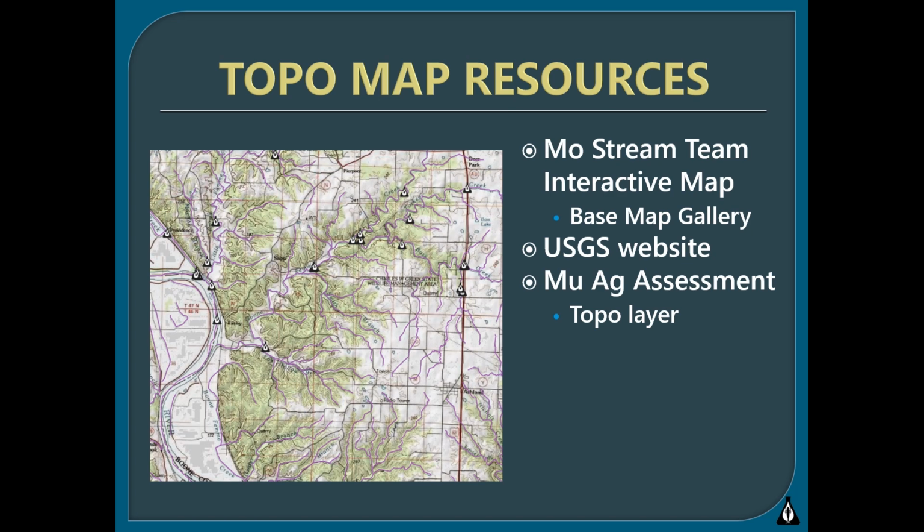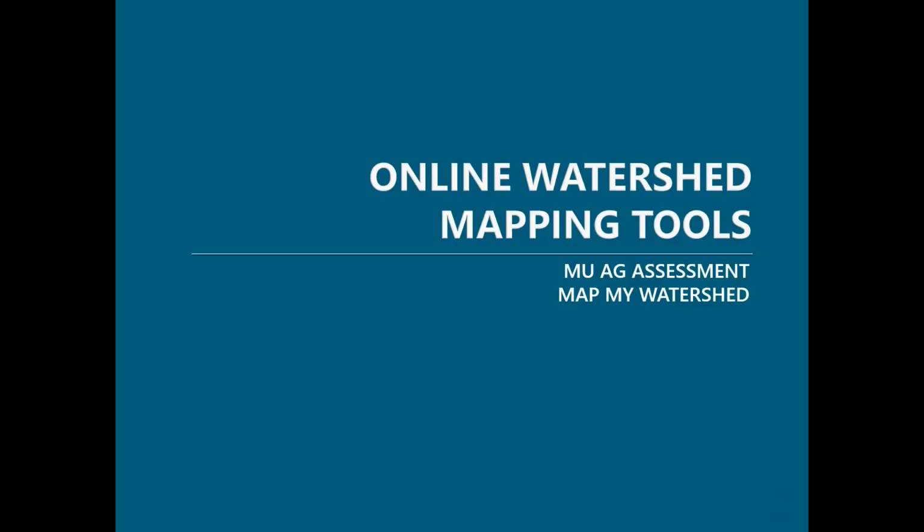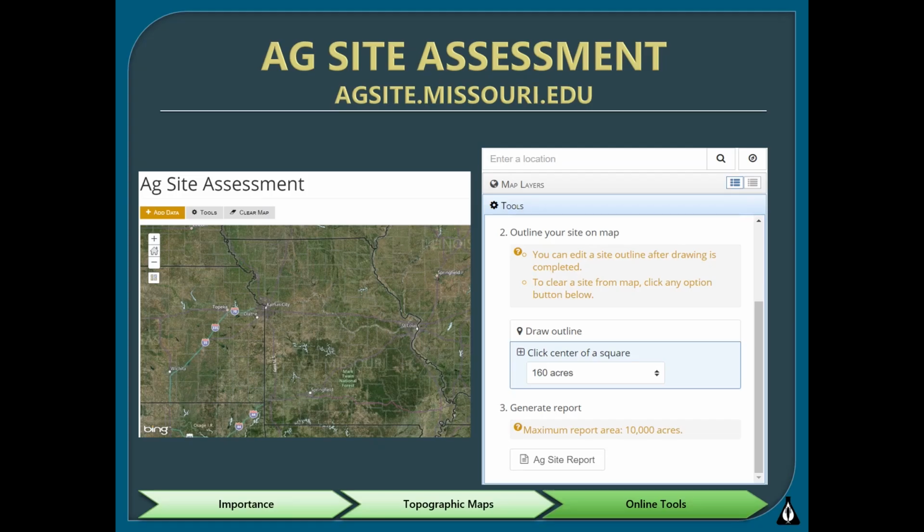So aside from using physical hard copies of maps, let's talk about different online mapping tools that you can use to outline your watershed. The first tool we're going to talk about to evaluate the watershed that you're interested in is the AgSite assessment with the University of Missouri.